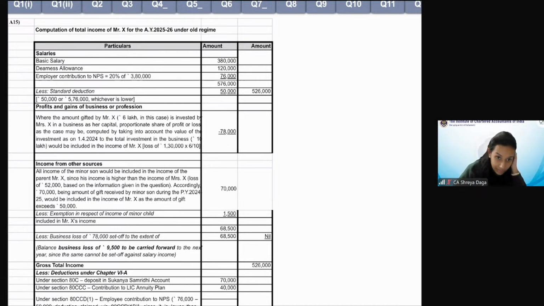This is a taxable gift. It exceeds 50,000. Now, not only the excess is taxable, the entire amount is taxable. Entire 70,000 is taxable, not just 20,000. Okay. So 70,000 is taxable.